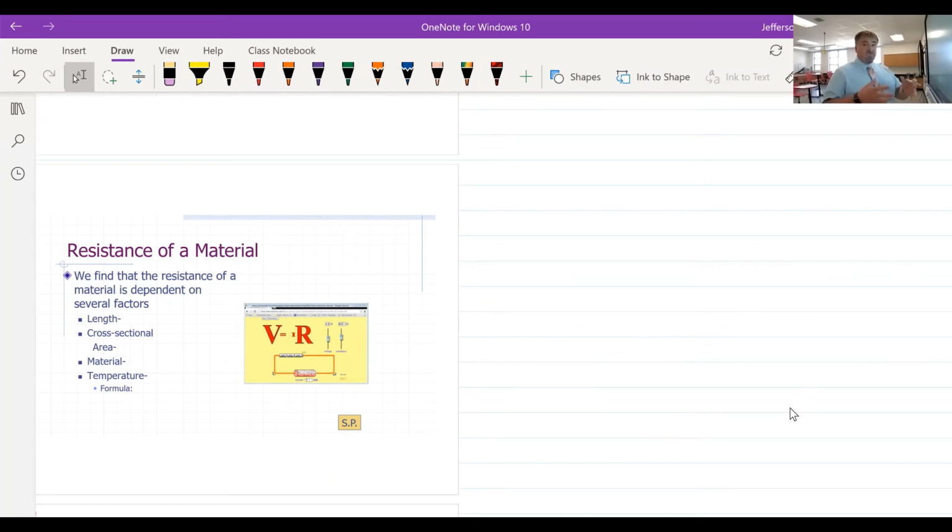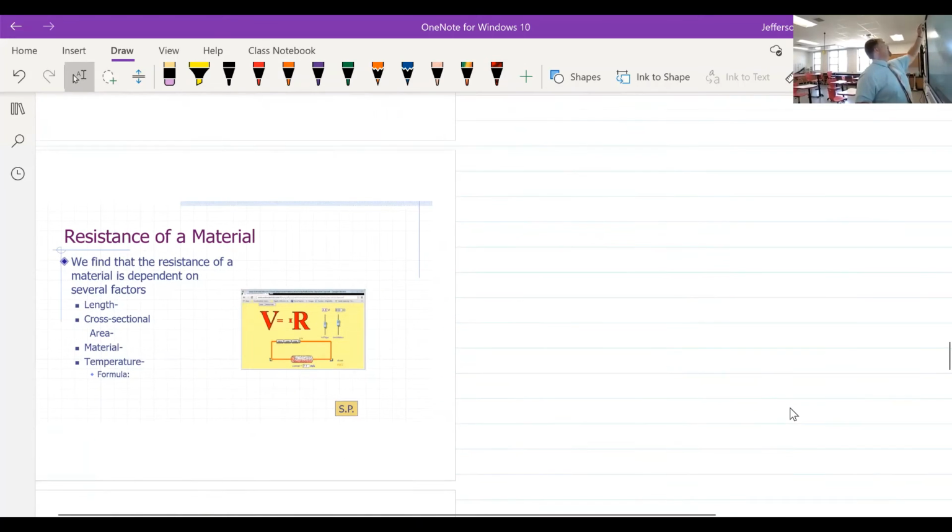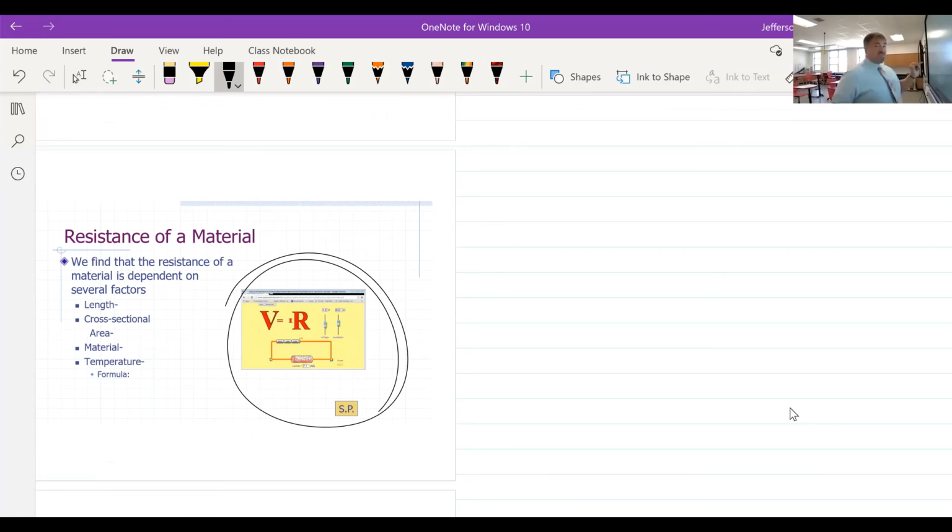And it turns out that modifications to the physical attributes of that material will also change its resistance. Okay? And so we're going to do a lab on this. And I'm going to show you this animation and let you play around with it so you can see it a little bit better. But basically, here's what you need to know.